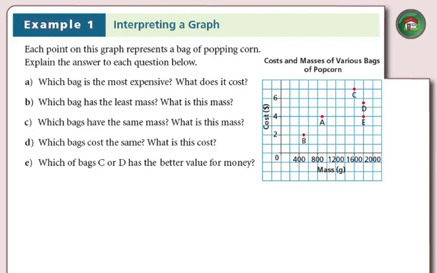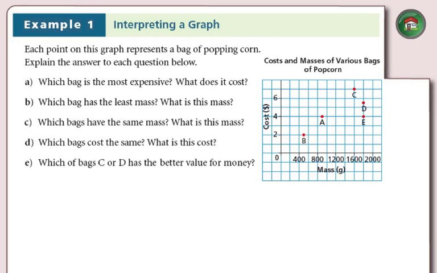So here we have another graph, but this time it's not a collection of lines, it's just a collection of points. The difference is that in the first graph, we were dealing with the depth of a diver. The depth can be any different thing. It might be 19.9 meters or it might be 19.8. Here we're dealing with bags of popcorn. Bags of popcorn would have very specific weights and very specific costs.